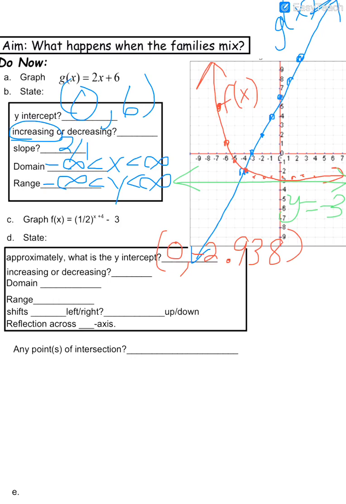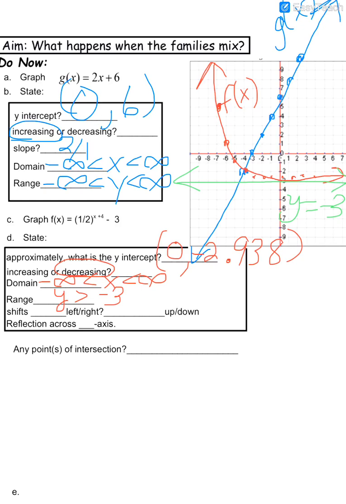Next. Is it increasing or decreasing? It's definitely decreasing. The domain, -infinity is less than x, which is less than infinity. I'm looking at the red exponential function. The range, so the lowest y value is not actually equal to -3, but it's greater than. So y is greater than -3. Remember, y equals -3 is the asymptote, and it's never touching that.